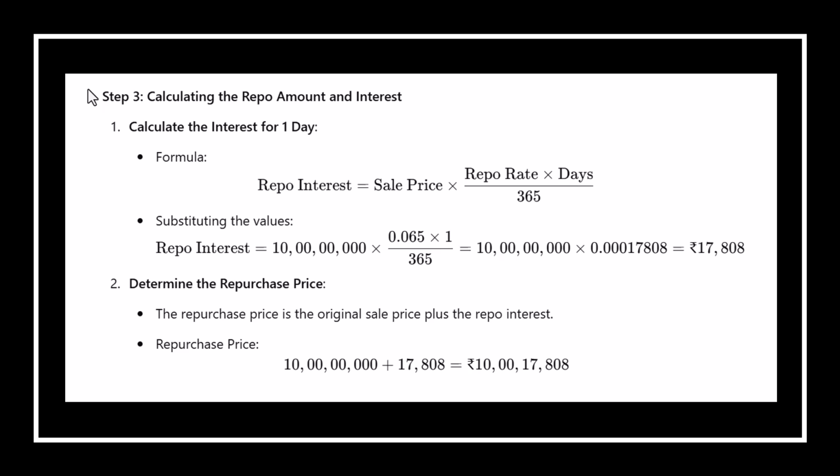This determines the repurchase price. The original sale price was 10 crores. They will sell at 10 crores and buy at 10 crore 17,808. So this way, first they are going to sell the bonds at 10 crores, then they are going to buy back the next day at 10 crores 17,808. So these are called the repurchase instruments.